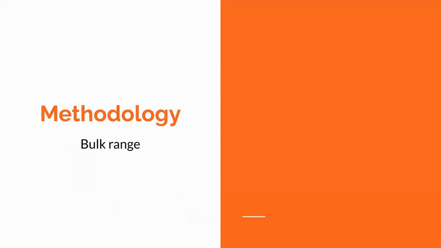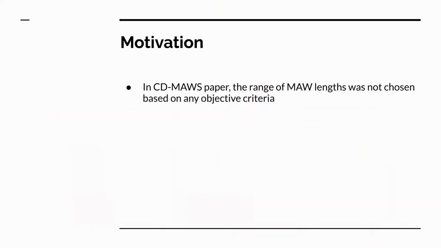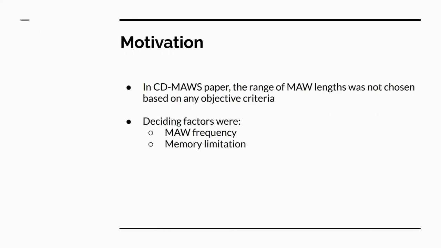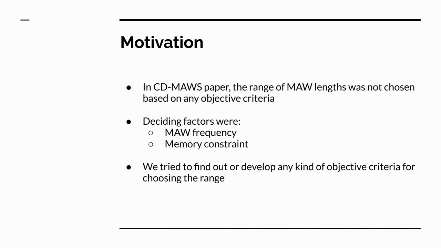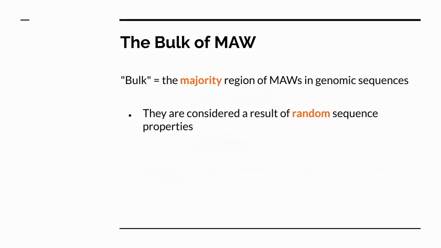Then we will talk about the bulk range experiments. In the CD-MAWS paper, the range of MAW length was not chosen based on any objective criteria. The deciding factors were MAW frequency and memory limitation. So we tried to find or develop some kind of objective criteria for choosing the range.